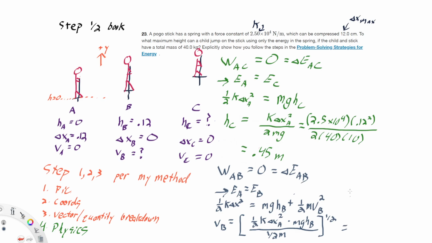So I get something like, well, everything in this bracket, the bracket looks messy, but we actually have a number for everything in this bracket, so we can just plug and chug. So this is 2.6 meters per second. That's not super fast, right? That is a jogging speed. So yeah, this pogo stick, not super exciting.